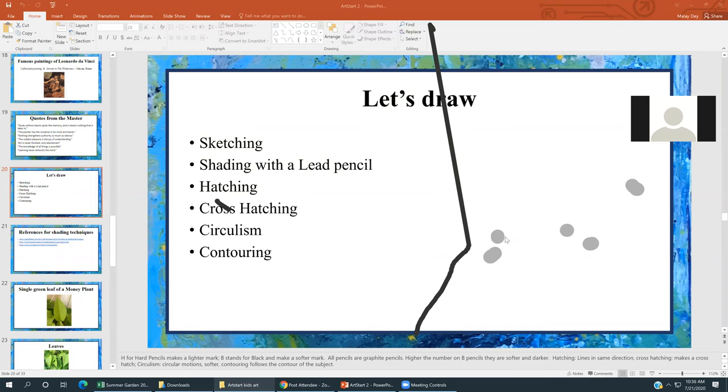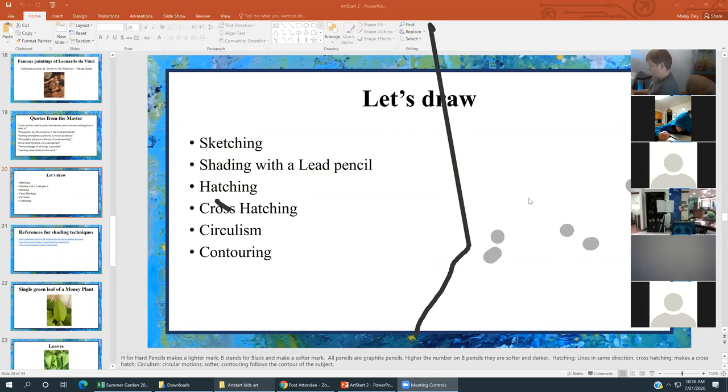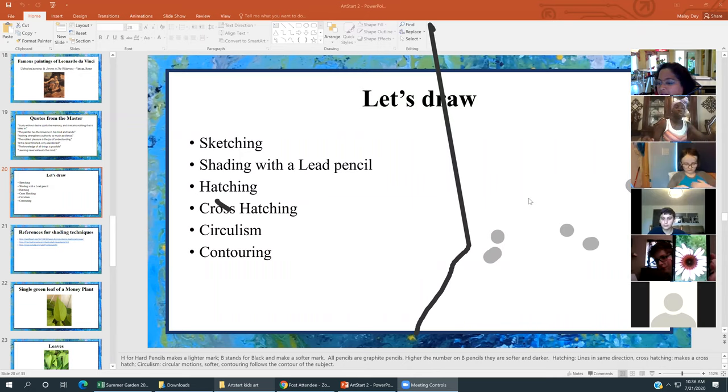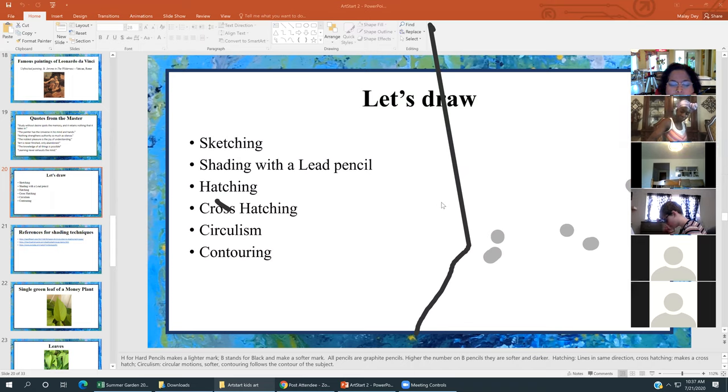How about Haley? Haley, can you hear me? Yeah. What are you going to sketch? Do you have anything to show me? Yeah, I have a picture from my phone. Oh, that's lovely. How about you, Jareth? You want to show me anything? Let me unmute Jareth. I chose to sketch one of the leaf ones. Okay, very nice.